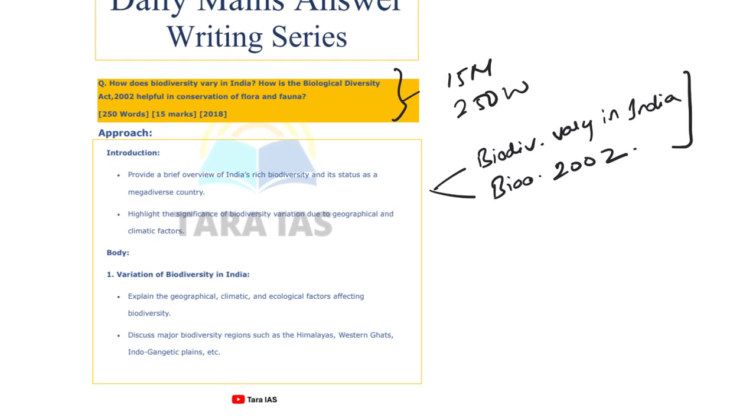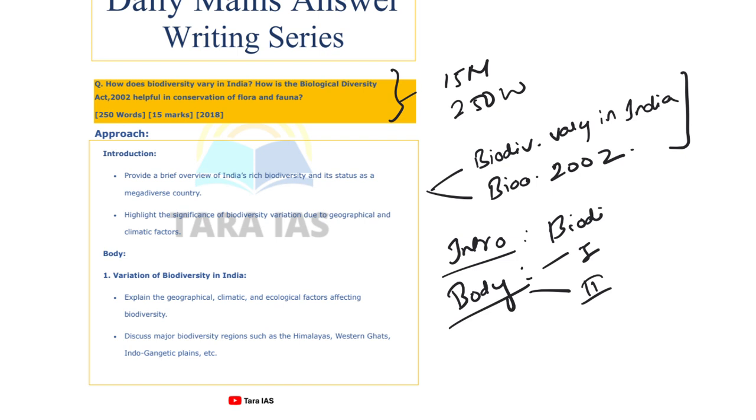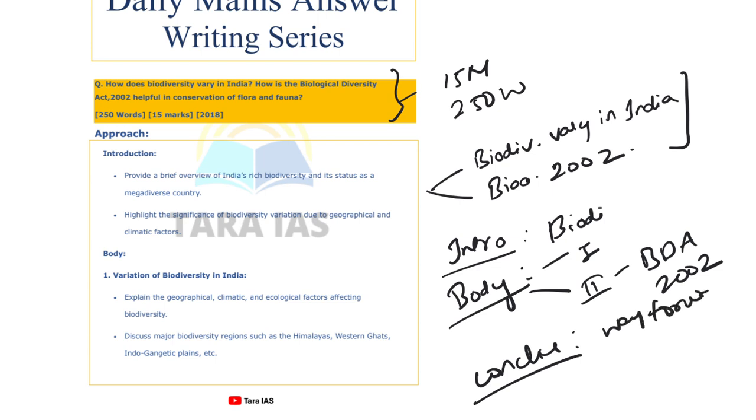Now how should we brainstorm our points? In the introduction, you will highlight India's biodiversity and its significance. In the body, the first part is how biodiversity varies in India, that is, the variations of biodiversity in India, and the second part is the Biological Diversity Act 2002. And in the conclusion, can we write a way forward for this particular answer? Yes, we can. So it will be a way forward or significance. Now let us start.